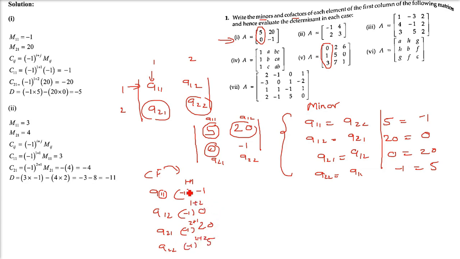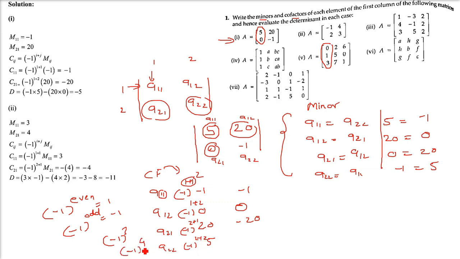Now remember one thing: minus 1 to the power even will always give you 1, and minus 1 to the power odd will always give you negative 1. So minus 1 to the power 2 is even, it gives 1, and 1 into minus 1 is minus 1. So the minor and cofactor remain the same. In the case of minus 1 to the power 1 plus 2, you get minus 1 to the power 3, which is negative. Negative 0 is 0. Now minus 1 to the power 2 plus 1 is minus 1 to the power 3, so it will be negative 20. Finally, minus 1 to the power 4 is 1, and 1 into 5 is 5. So these are the cofactors.